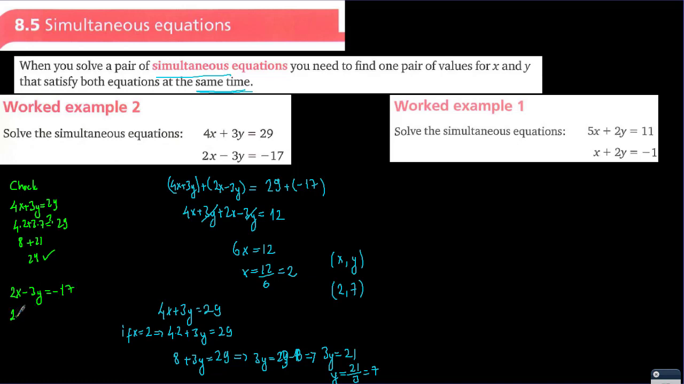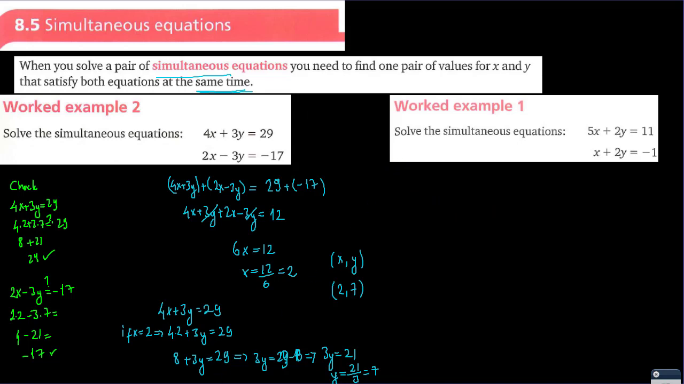Let's check also this one. 2 times 2 minus 3 times 7. Is it equal to 4 minus 21? That's equal to minus 17. And also, as you see, when you replace the 2 value and 7 value in both equations, it gives you the result. So it means that it is satisfying both of the equations.